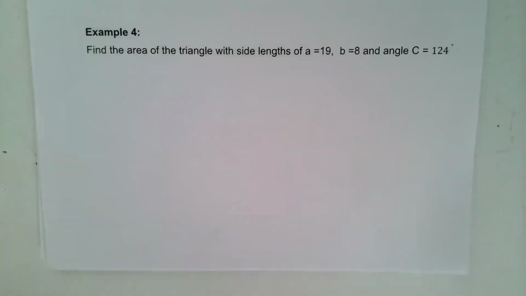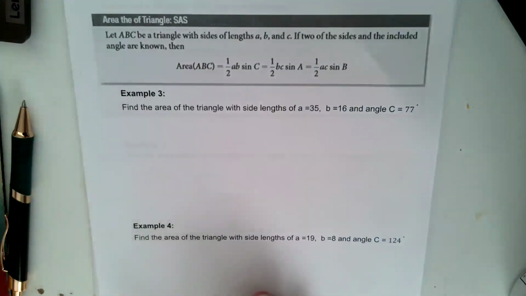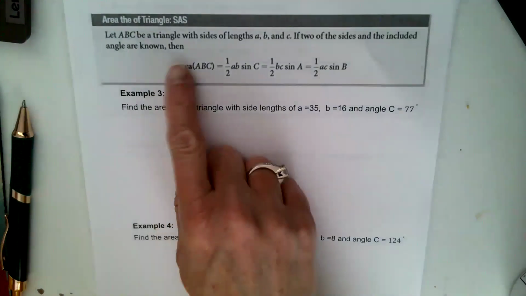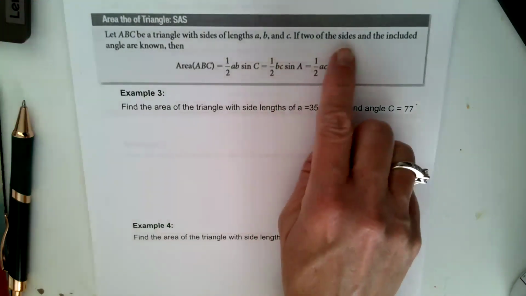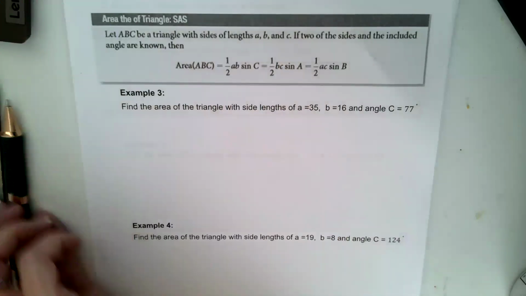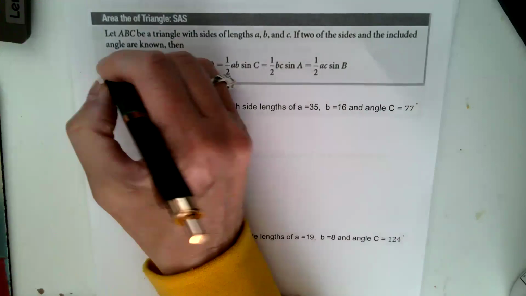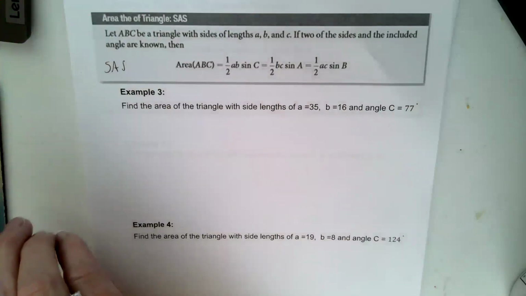So we can also use some of our properties here of trig to find the area of a triangle. So if we let ABC be a triangle with sides of lengths A, B, and C, if 2 of the sides and the included angle are known, then we can solve for the area. So we need side, angle, side, 2 sides and the included angle.